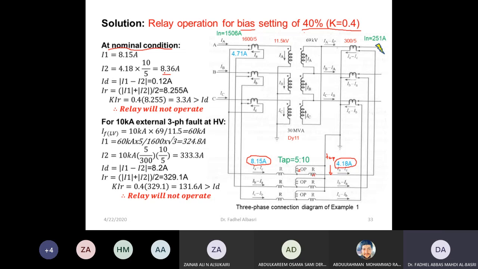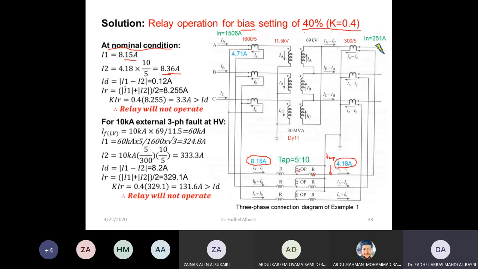It doesn't matter, even if the tap is here, then I'll do 8.15 times 5 over 10. I will indicate where the tap location is in problems. If the tap is on this side, I'll say 8.15 times 5 over 10. It gives me the current, and this will be the same without 10 over 5. And now, these are the corrected currents after the tap.